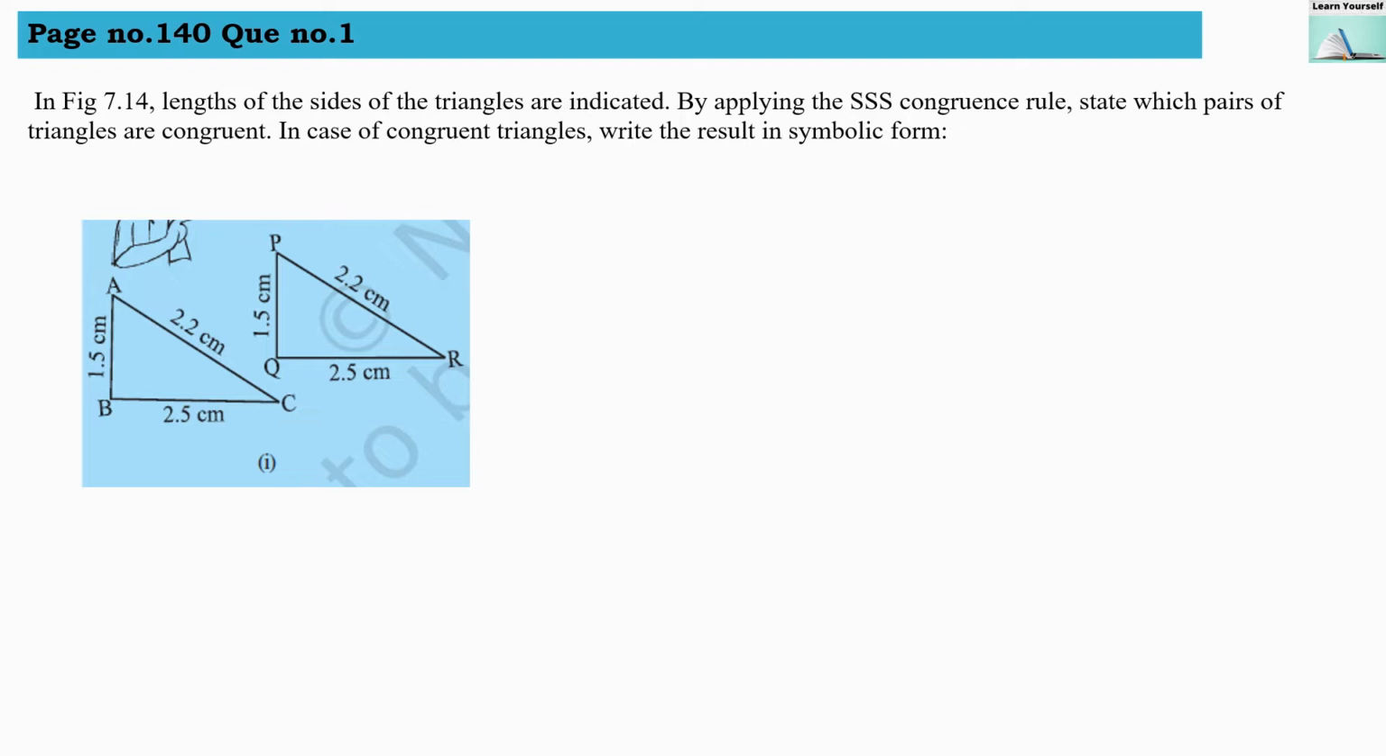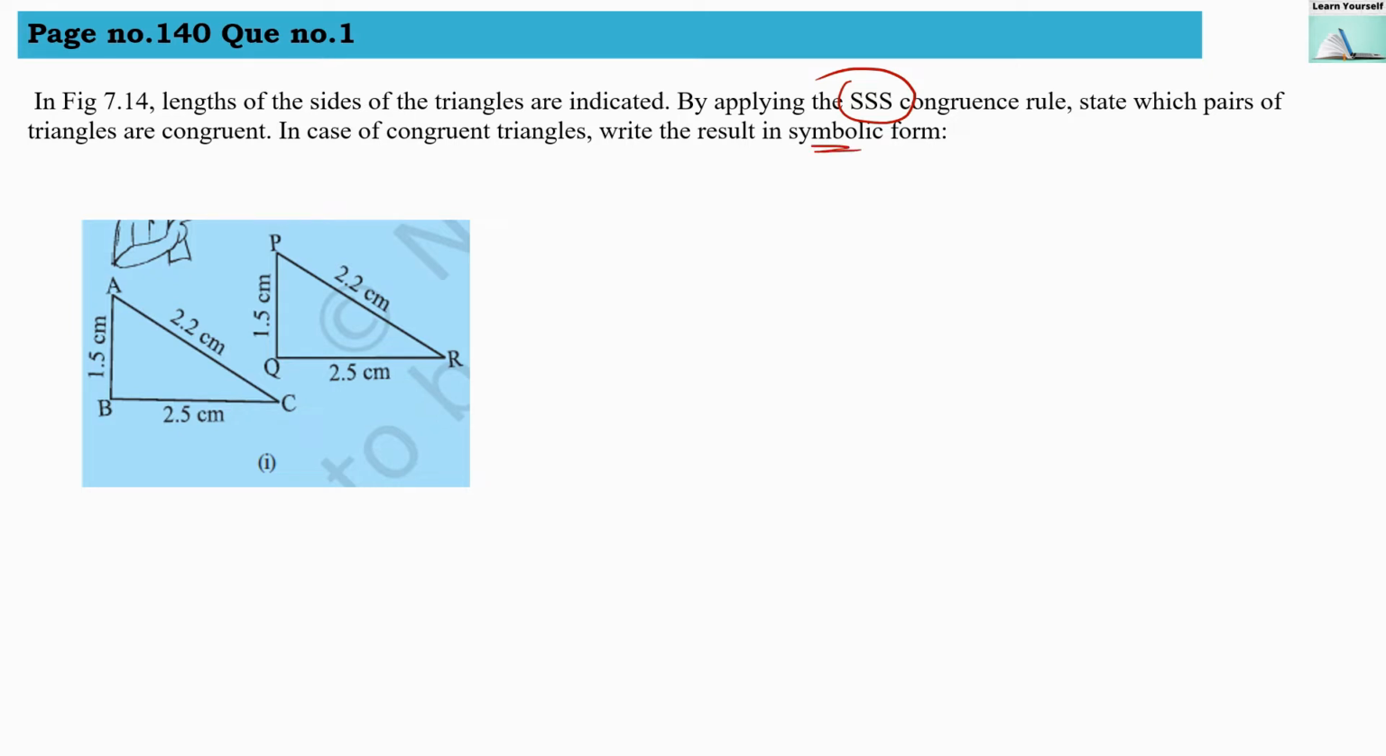Try this sum, page number 140, question number 1. In figure 7.14, lengths of sides of triangles are indicated. By applying SSS congruence rule, state which pair of triangles are congruent. In case of congruent triangles, write result in symbolic form.